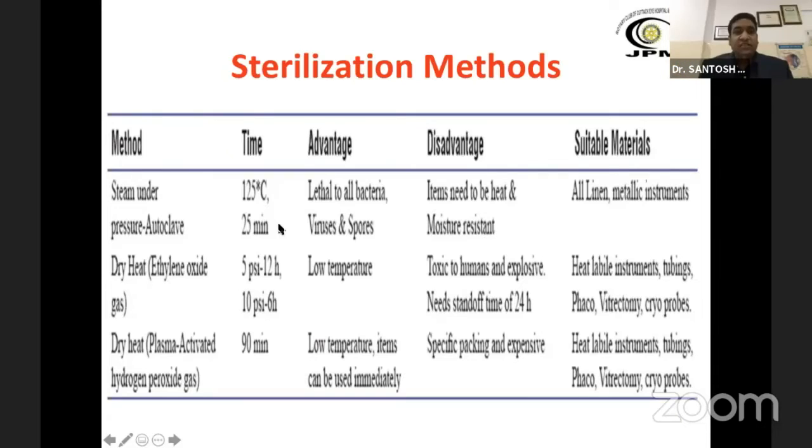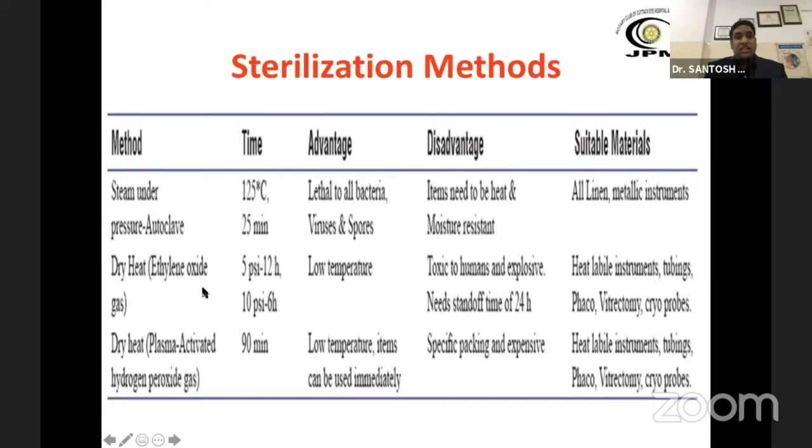Steam sterilization is usually done in an autoclave with timings of 150 degrees centigrade for 25 minutes and is usually lethal to all bacteria, viruses, and spores. All the linens and metallic instruments are sterilized with it. But the disadvantage is that the items need to be heat and moisture resistant. This is the most commonly used sterilization method in most of our ophthalmic OTs, followed by ETO.